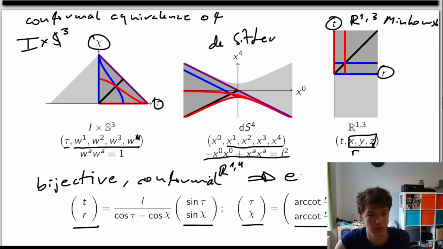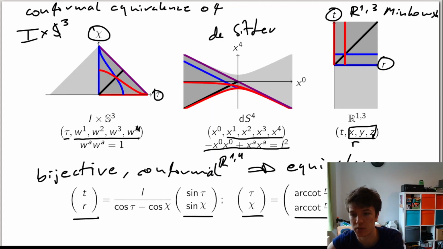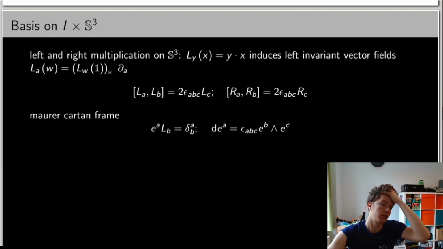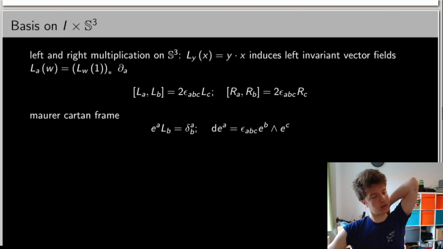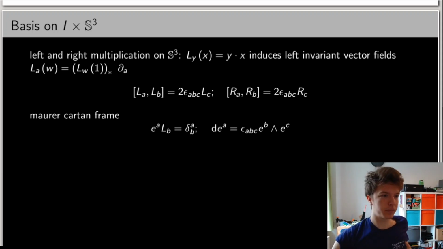So in total we have the equivalence of the spacetimes, and with that we know that solutions in this Lorentzian cylinder, which is I times S3, correspond to solutions in the Minkowski space. We now want to go further and construct explicit solutions on this Lorentzian cylinder.